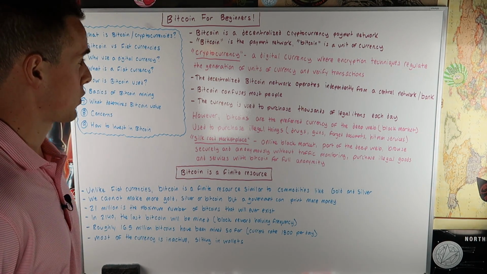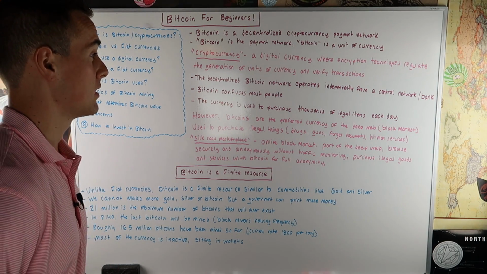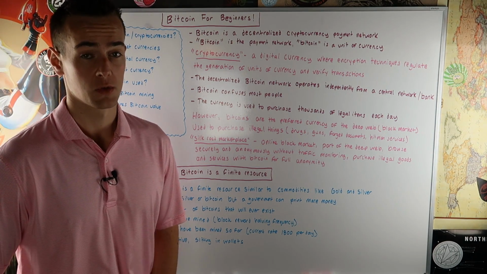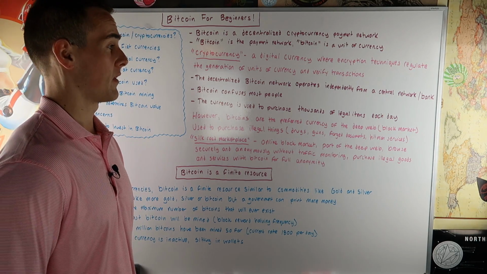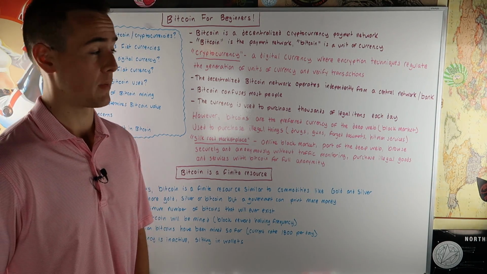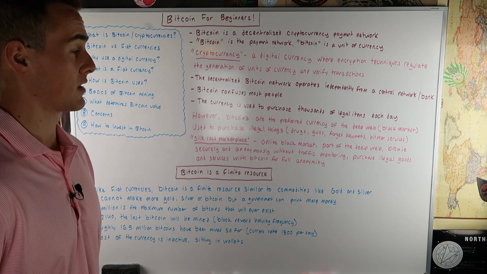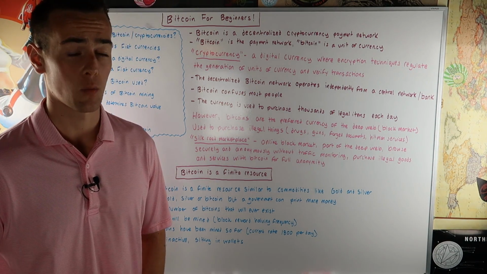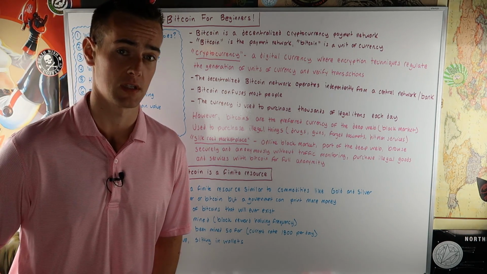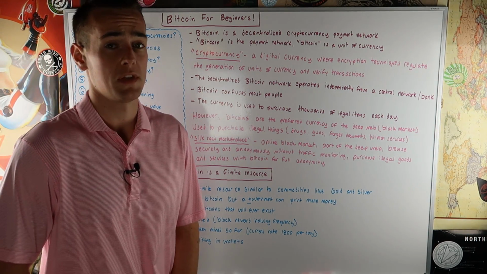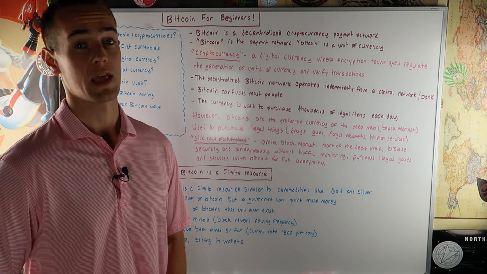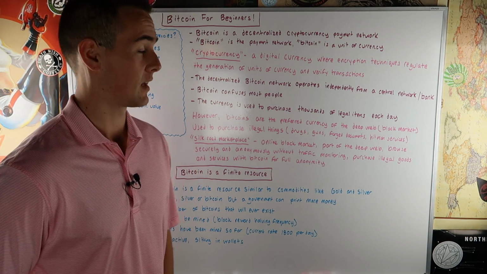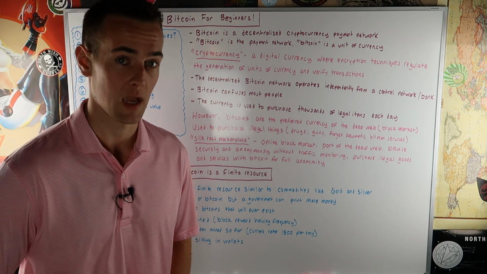The decentralized Bitcoin network operates independently from a central network or bank. So traditional currencies have a centralized network or bank that basically facilitates all of those transactions and the generation of currency as well. So it is a centralized network, and there are many advantages to having a decentralized network. First of all, with a decentralized network, there's a lower risk of that network being compromised because it's not centralized to one specific location.